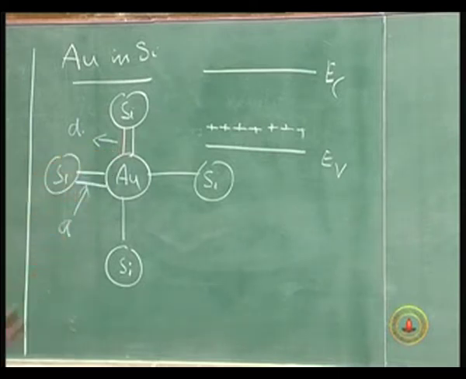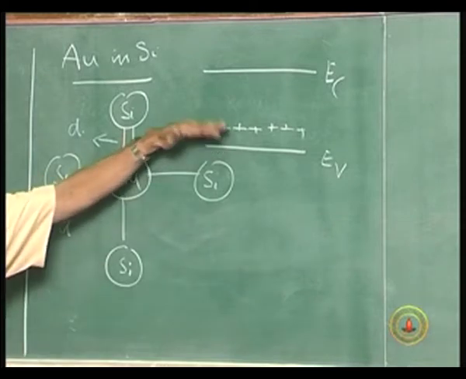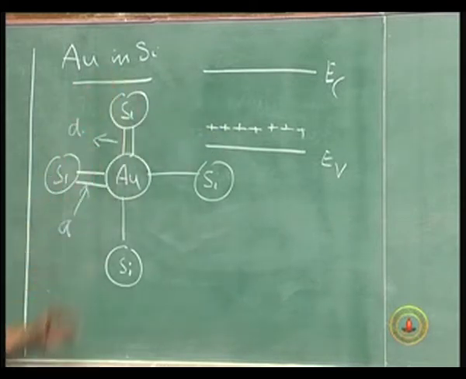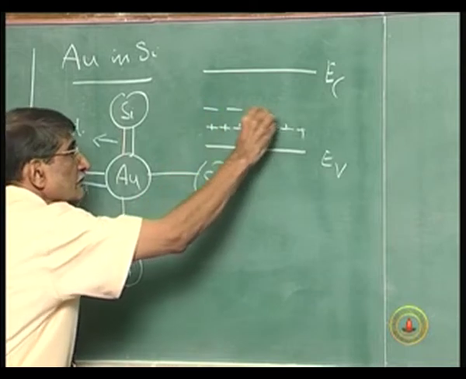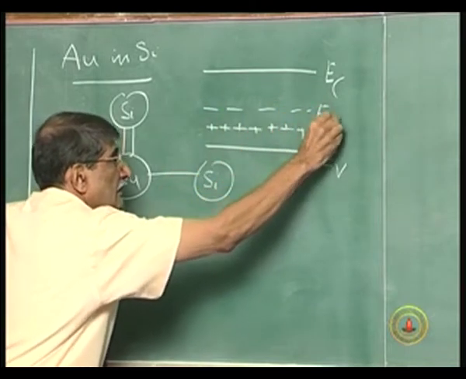Please understand, when a donor donates, it becomes positively charged. An acceptor accepts, it becomes negatively charged. So, that is a negative charge. If it has accepted an electron instead of donating, it has become negatively charged. Two situations. So, this level corresponding to this acceptor level will be above this. I will put that EA, ED.